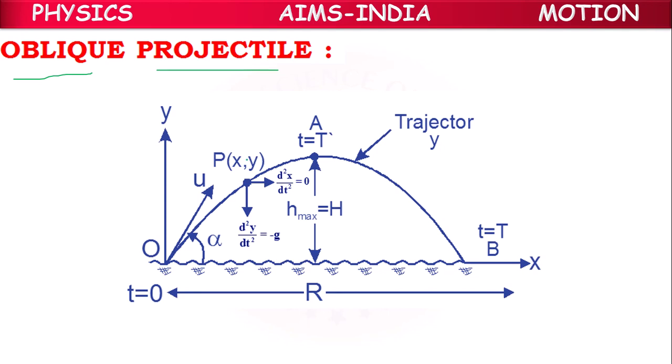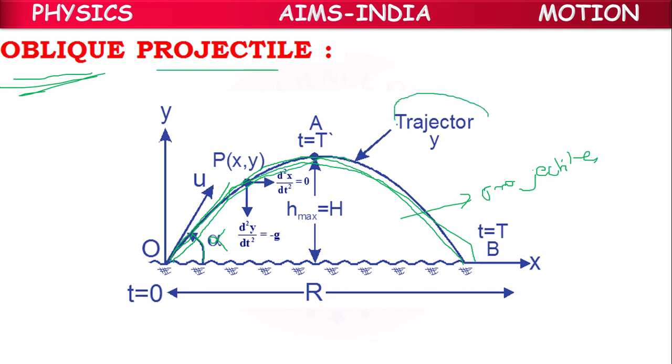Oblique projectile means a body thrown from the ground with an angle alpha other than 90 degrees. It will be called a projectile based on the path traveled by it, so we can call it an oblique projectile. Its path is also called the trajectory. The path of a projectile is called the trajectory.